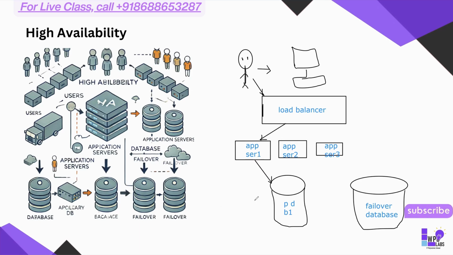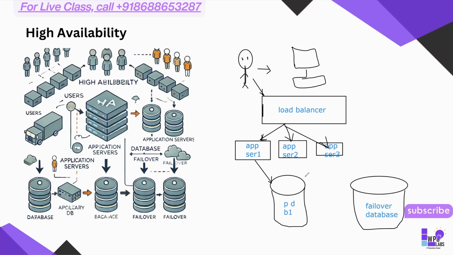Now, as soon as this traffic is distributed to application server 1, it will fetch that data from this database 1. In case the load balancer does not get application server 1, it will go to application server 2 or application server 3. In case server 2 is not available, it will go to server 3. And now since server 1 is available, it will take primary database 1.